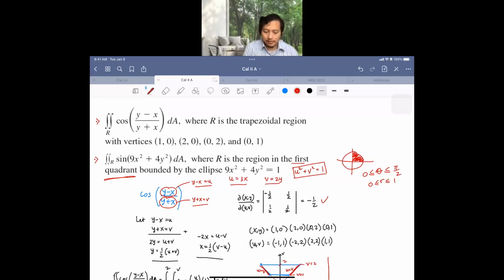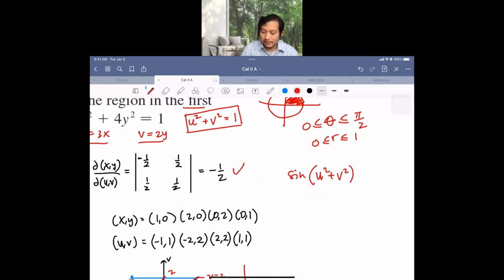And since the integrand is sine of u squared plus v squared, when it changes into polar, it will be r squared, like that, and it's easy to integrate sine of r squared. Okay.